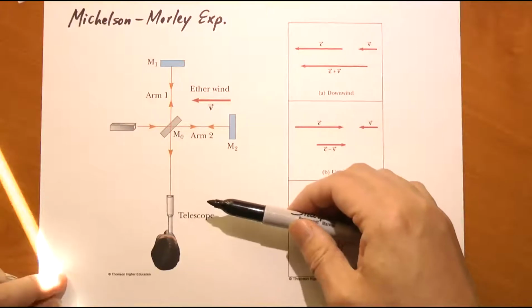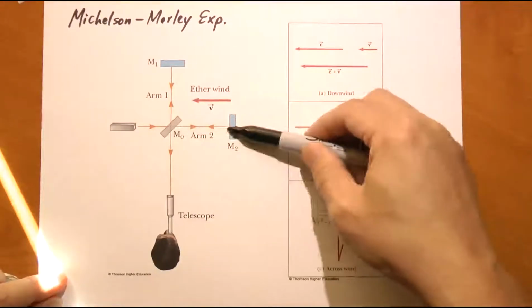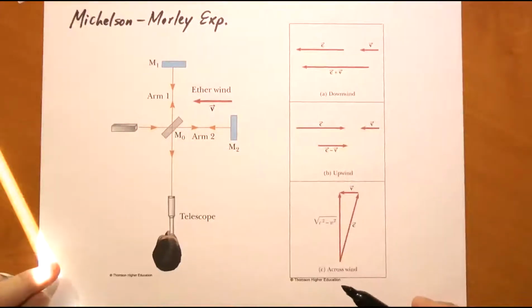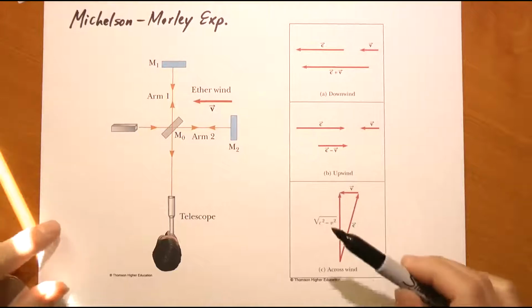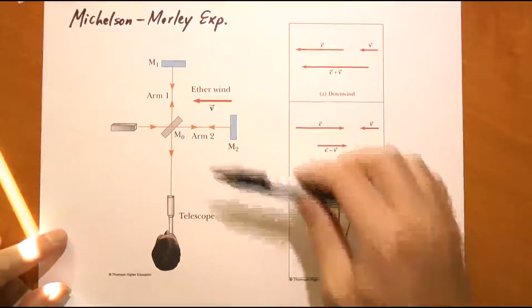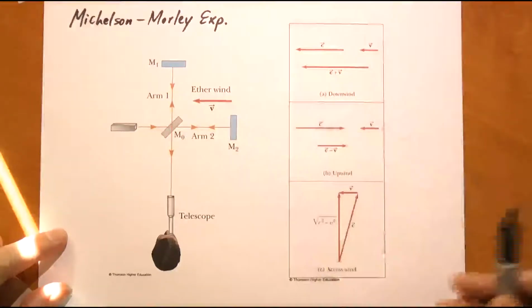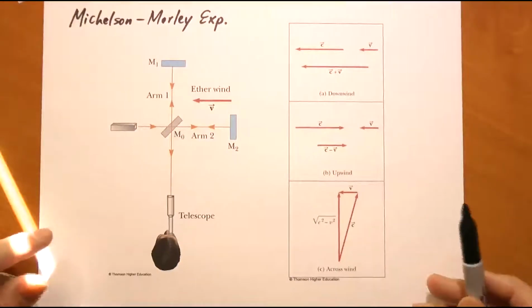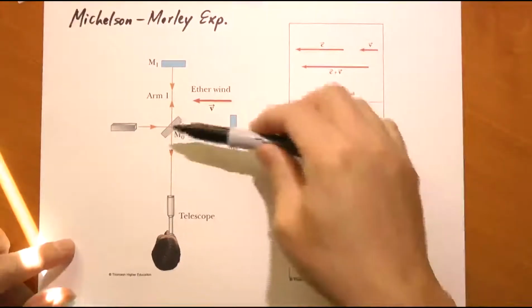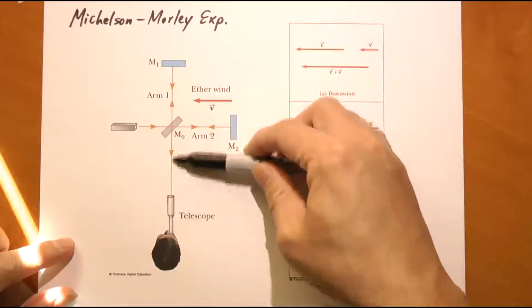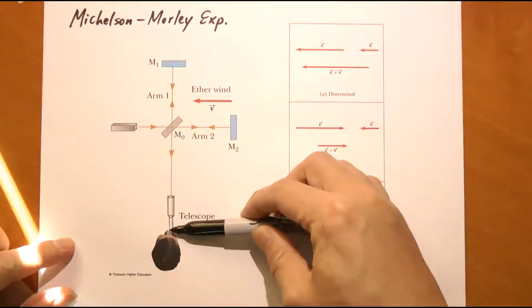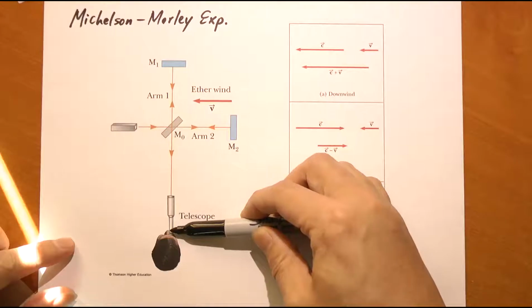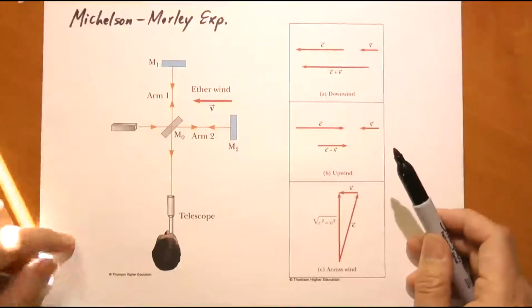Now, assuming for simplicity that arm 1 and arm 2 have the exact same length L, then if the Earth does not move relative to ether at all, then the speed of light measured either this way or that way will be the same. It's just c, whatever that constant is, right? And since they travel the same distance, they're going to arrive at the telescope simultaneously, and therefore they will be exactly in phase, and you will have a bright spot.